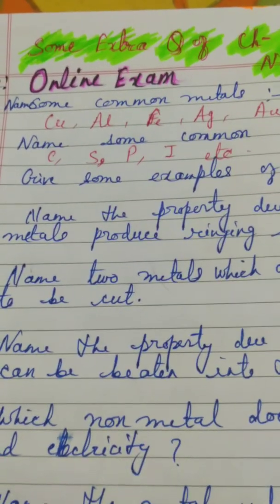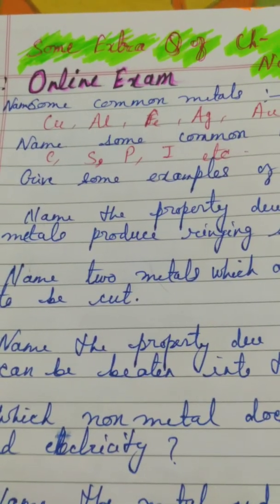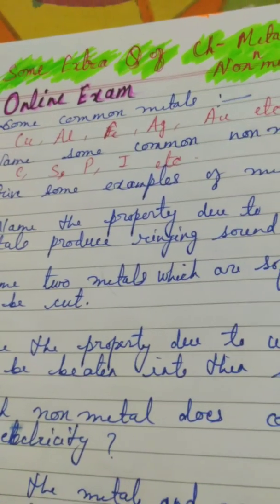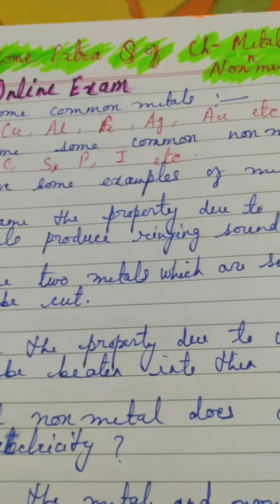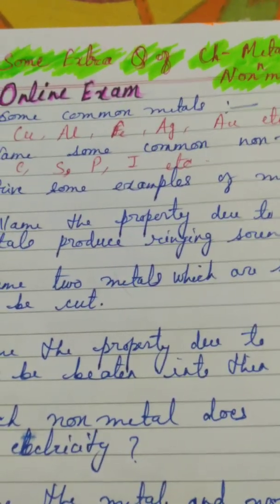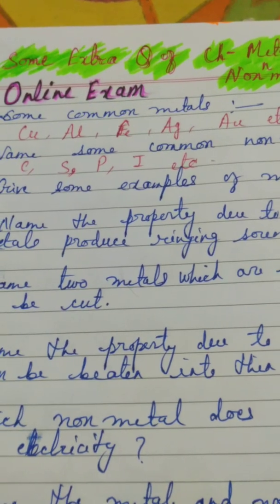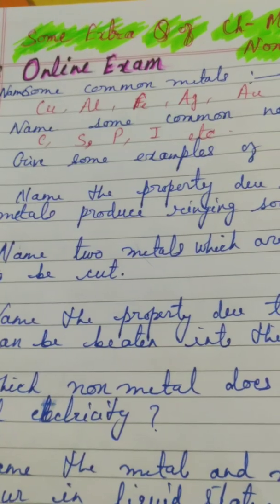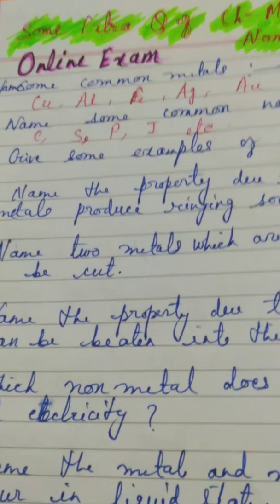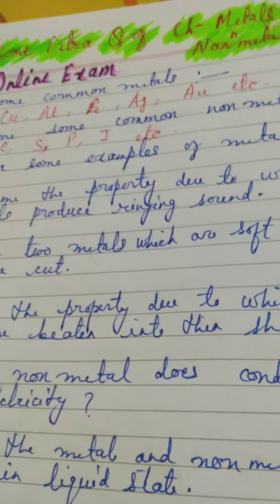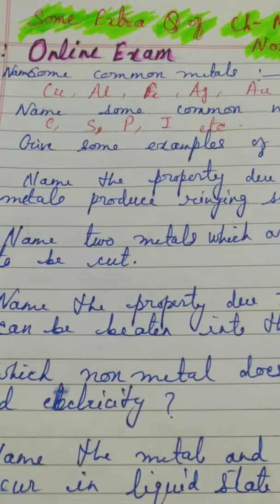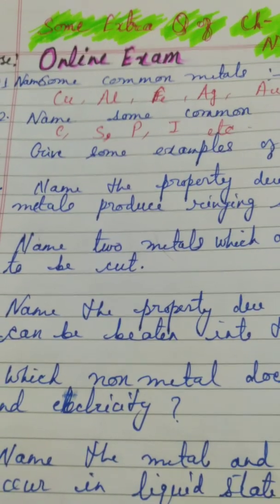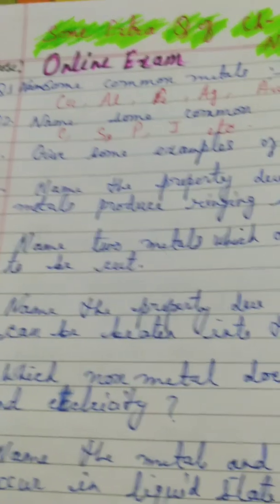Like in question number 1, name some common metals. Common metals will be those metals which are used in our day-to-day life frequently in different areas. So it will be better to give the example of those metals which are heavily used. Copper, aluminium, iron, silver, gold are not a bad idea to give as the answer. Name some common non-metals. Some common non-metals will be the ones given here as an answer: carbon, sulfur, phosphorus, iodine is good.